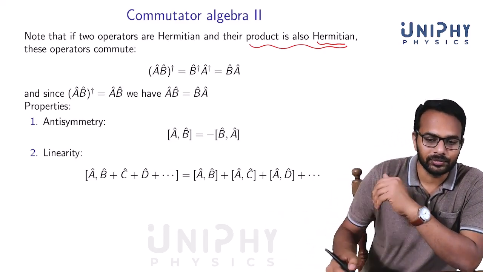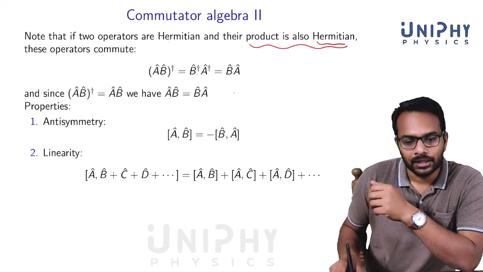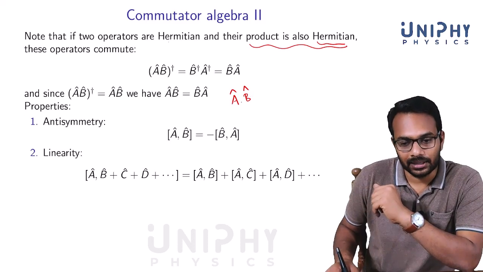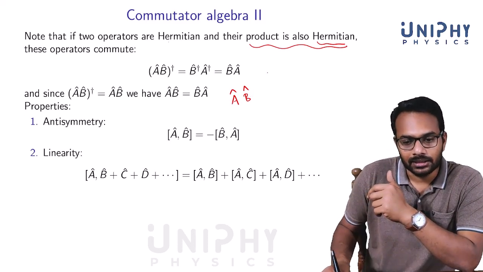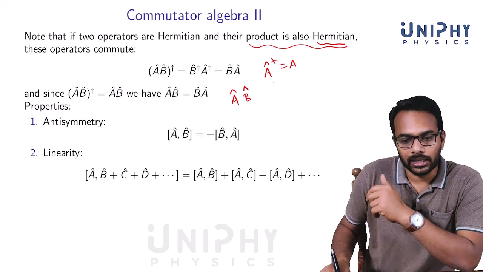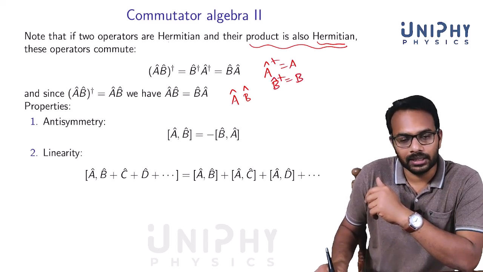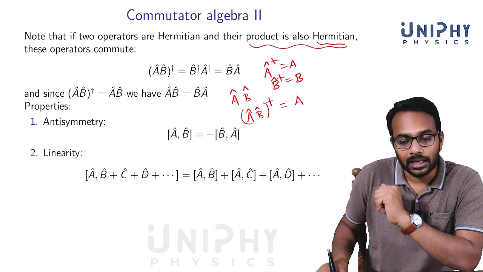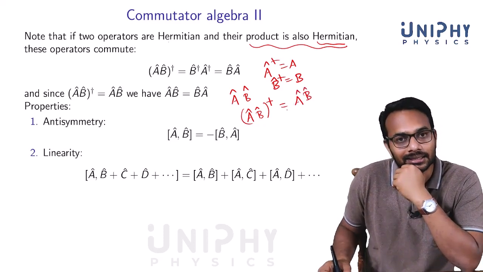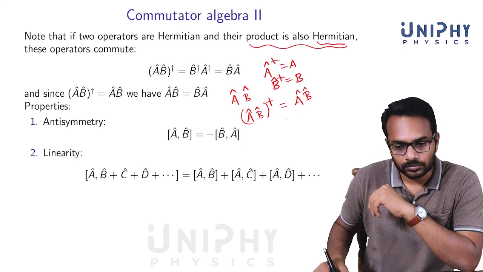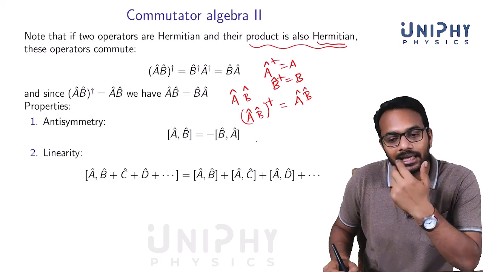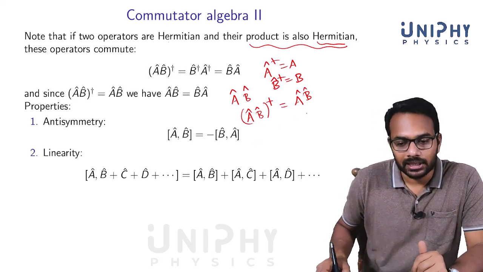This is kind of obvious, but it can be asked. This means that you have got two operators which are Hermitian, given, which means that A† is equal to A and B† is equal to B. Now what about (AB)†? In addition, if (AB)† is equal to AB, then we can say that A and B will commute.